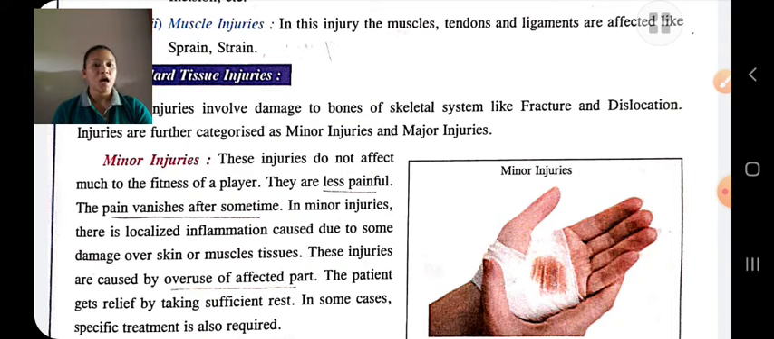Minor injuries are those injuries that do not affect much the fitness of a player. They do not affect the performance of a player. They are less painful and vanish after some time, like contusion, abrasions, incision, etc. These are the minor injuries which do not affect performance of a player.